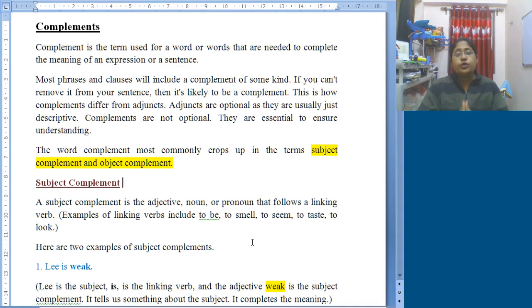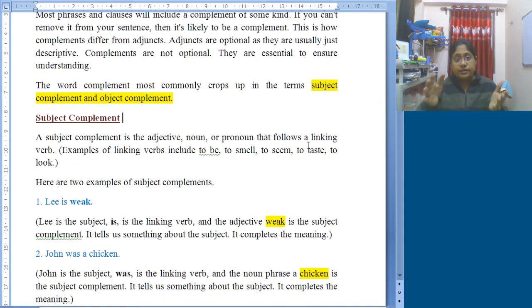Okay, so complements can be classified into two: subject complements and object complements. Now, what is a subject complement? A subject complement is the adjective, noun or pronoun that follows a linking verb. Linking verbs include to be, to smell, to seem, to taste, to look, etc.